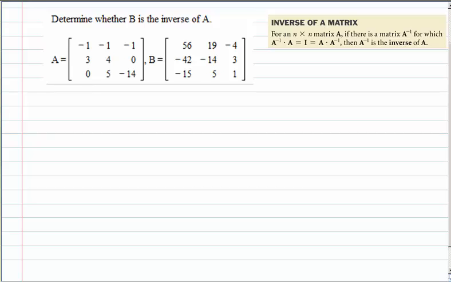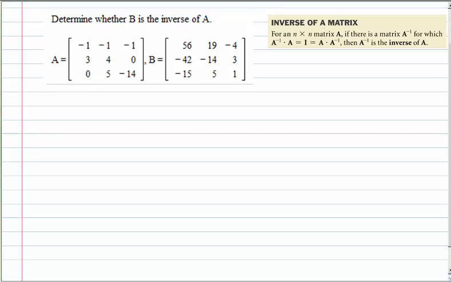In this problem, we're asked to determine whether B is the inverse matrix of A. So it would be helpful to review the definition of an inverse matrix, which I've put over here to the right. So for any n by n matrix, so it has to be a square matrix, A.